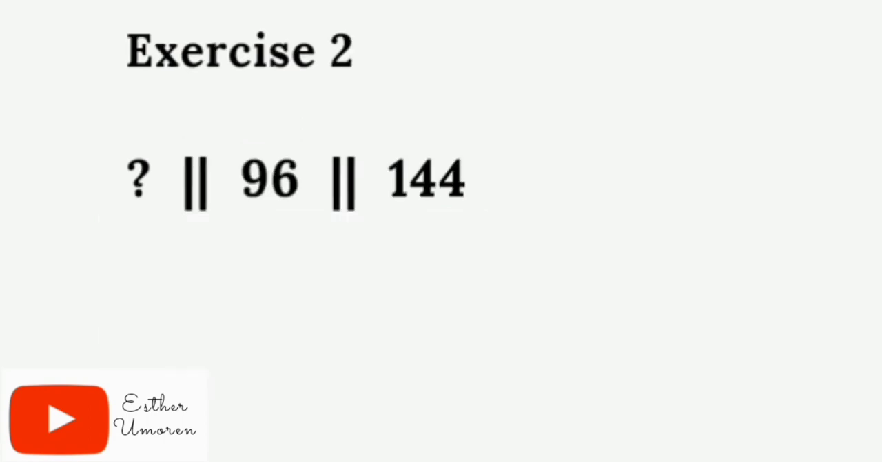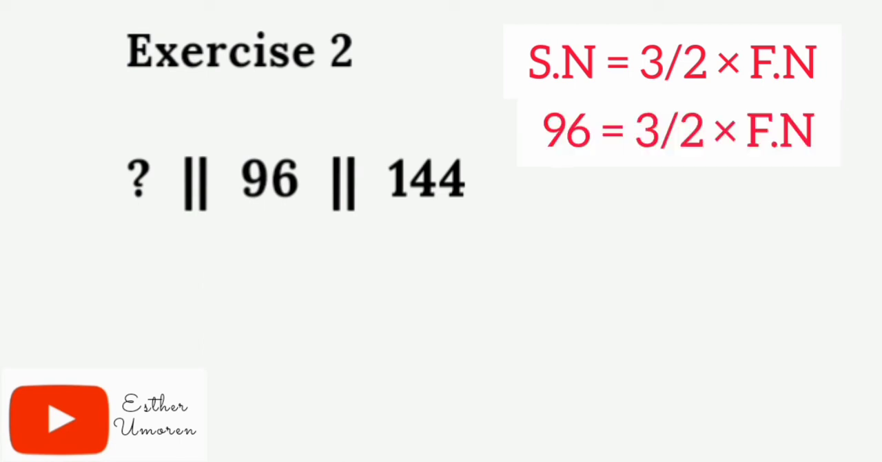Number 2, we have question mark, 96, 144. It means 96 is a sum of a particular number and half of itself. So how do we know what that number is? Here, the formula that we established earlier can be very helpful. Remember, we said that the second number, Sn, is the same thing as 3 over 2 of the first number. All right. Here we know the second number as 96. So we say 96 equals 3 over 2 of the first number.